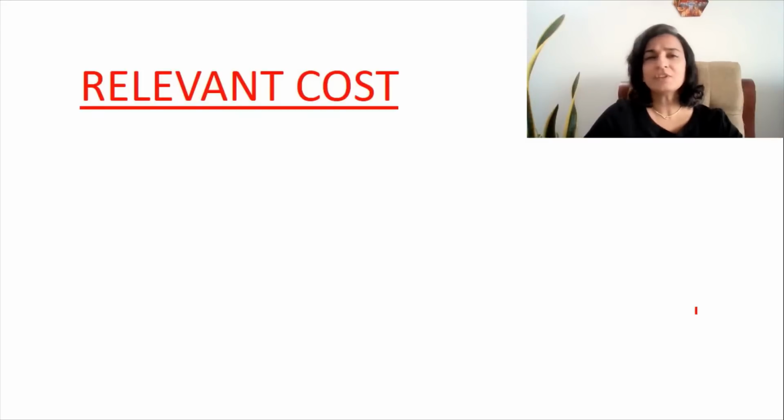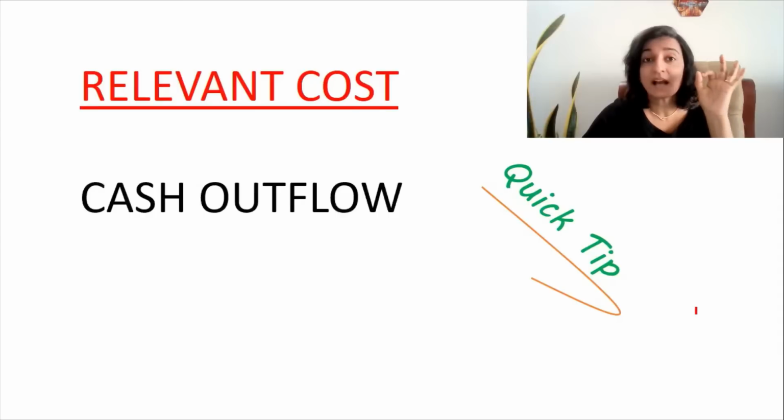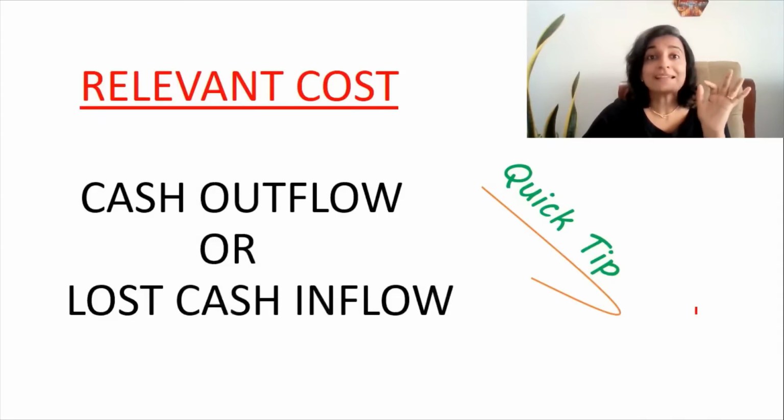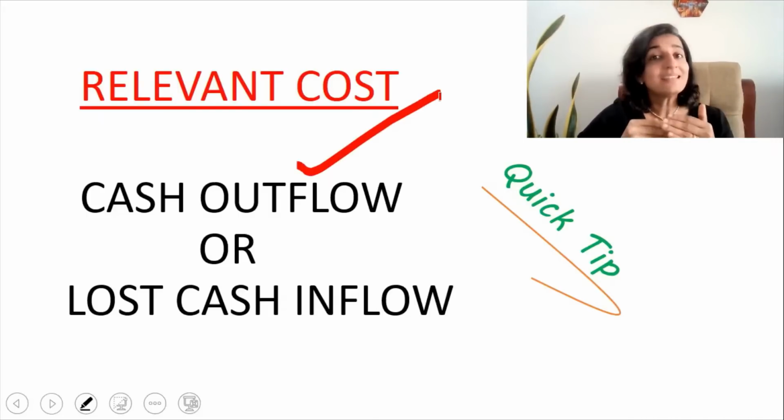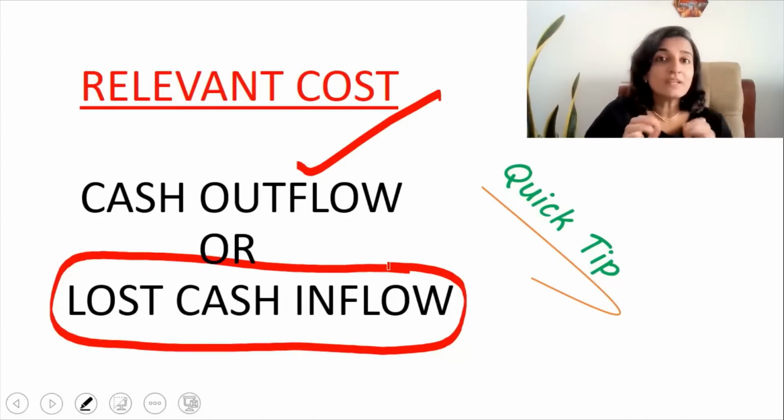Along with these three features, I will give you a quick tip. Whenever you get a question on relevant costing, please bear in mind that the majority of the expense is either a cash outflow or a lost cash inflow. Cash outflow, you already know. It means that physically you are paying cash for a particular expense. And what about lost cash inflow? Lost cash inflow means that just because of our decision, that is, because of renovating the yacht, if we lose certain income, then that is also a loss that we are suffering, right? So that will also appear as a relevant cost.